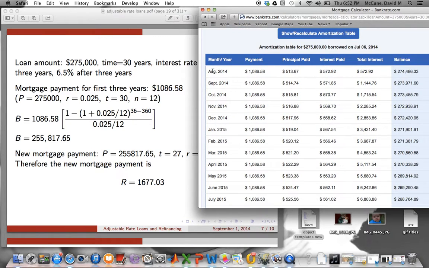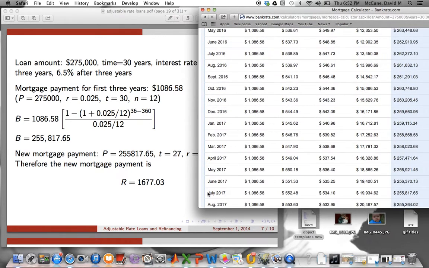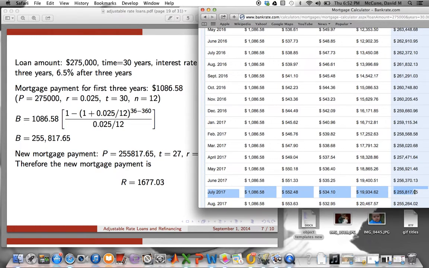So let's see, it's starting me in August. So 12 payments later, I'm here in July. So a full year cycle is August to July. So 1 year is August 2014 to July 2015. So if I want to go 3 full years, I need to go down to July 2017. And so here's the row I care about. Oh, and the remaining balance is 255,817.65, which again is what I got already.